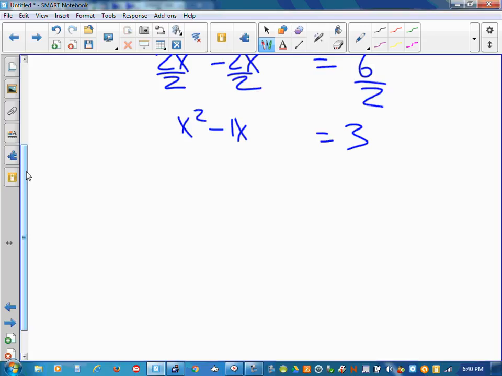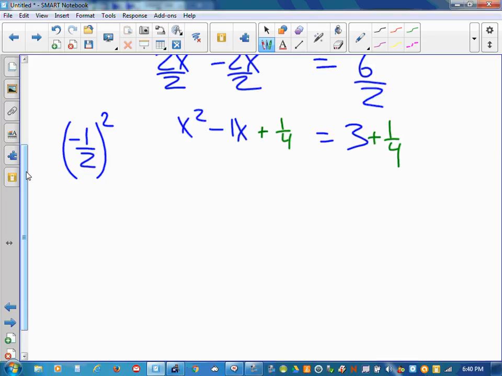Now the second step was to do half the middle term squared. So it's half of -1 divided by 2, and then squared. So I'm basically doing a half times a half. Well, 1/2 times 1/2 is 1/4. So I'm going to add 1/4 to each side of the equation.